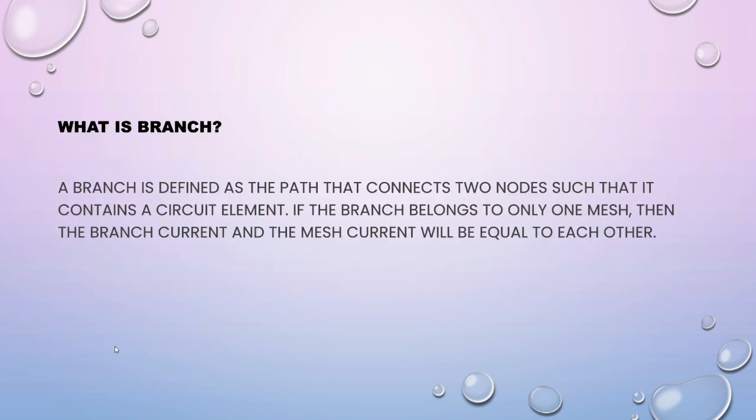And an important thing is a branch. So what is a branch? A branch is defined as the path that connects two nodes such that it contains a circuit element. If the branch belongs to only one mesh, then the branch current and the mesh current will be equal to each other, and in some cases they will be approximately equal.